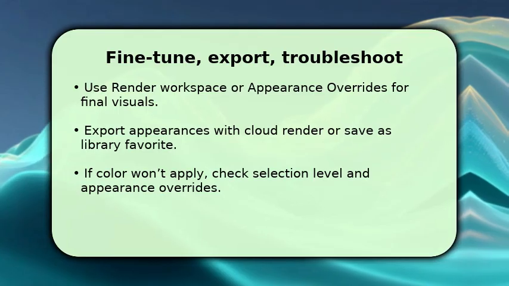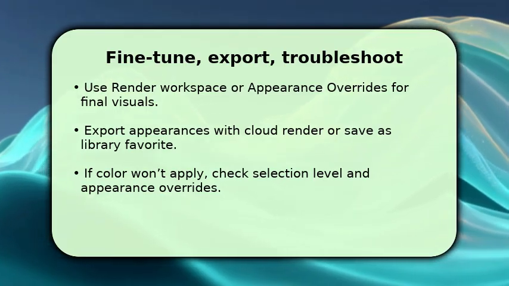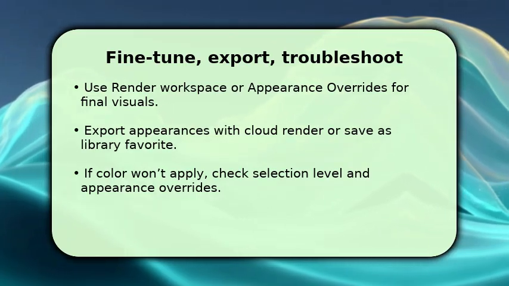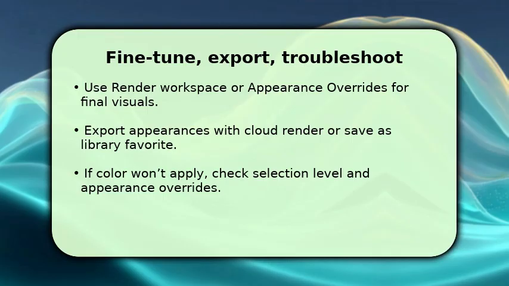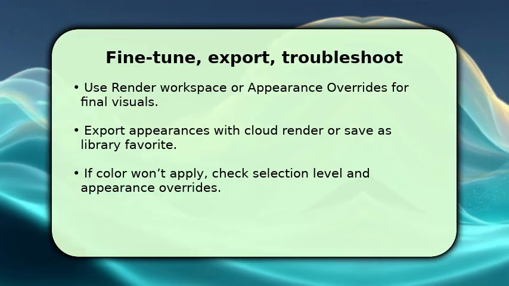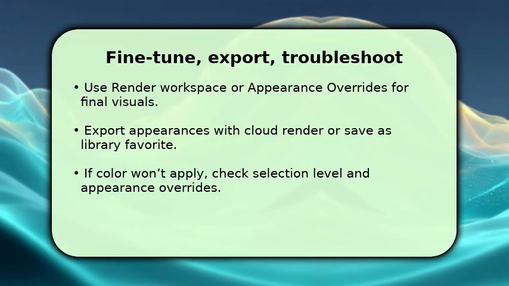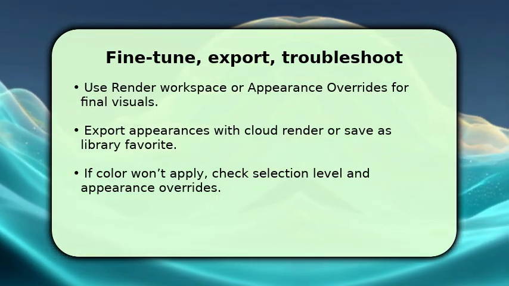If the color doesn't show, first verify you applied to face/body versus root component, then check for appearance overrides or active visual styles hiding materials. If reflections seem off, tweak roughness and environment map. Once satisfied, export renders or save the Fusion file with embedded appearances.